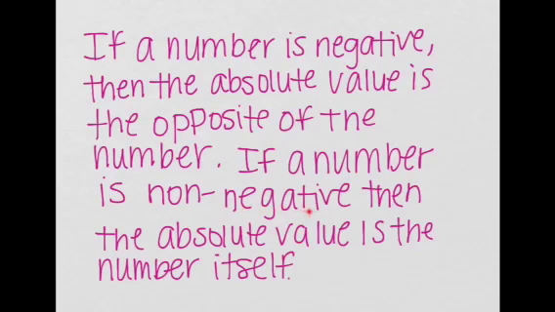If a number is non-negative, meaning if it's 0 or a positive integer, then the absolute value is the number itself. So for example, the absolute value of 0 is 0, and the absolute value of 3 would be 3.